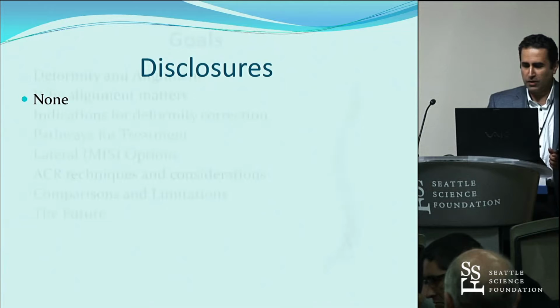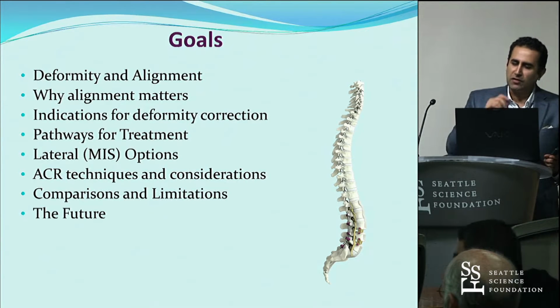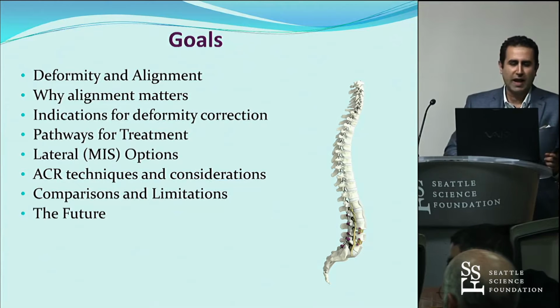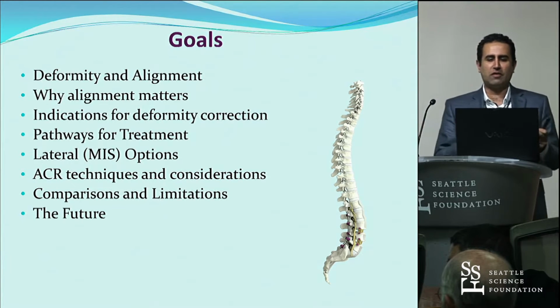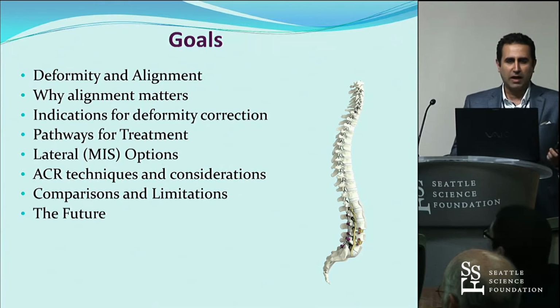Okay. So basically, there's a few goals. Deformity goes with alignment. You can't separate the two. If you want to understand deformity, the first thing you have to understand is alignment. And you have to understand why alignment matters. Why do we care about alignment?